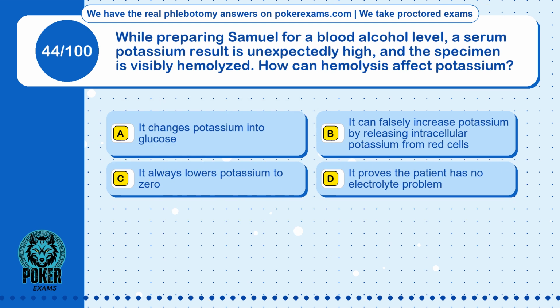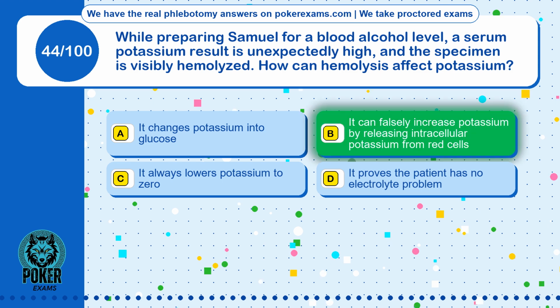Question 44. While preparing Samuel for a blood alcohol level, a serum potassium result is unexpectedly high, and the specimen is visibly hemolyzed. How can hemolysis affect potassium? Option A, it changes potassium into glucose. Option B, it can falsely increase potassium by releasing intracellular potassium from red cells. Option C, it always lowers potassium to 0. Option D, it proves the patient has no electrolyte problem.